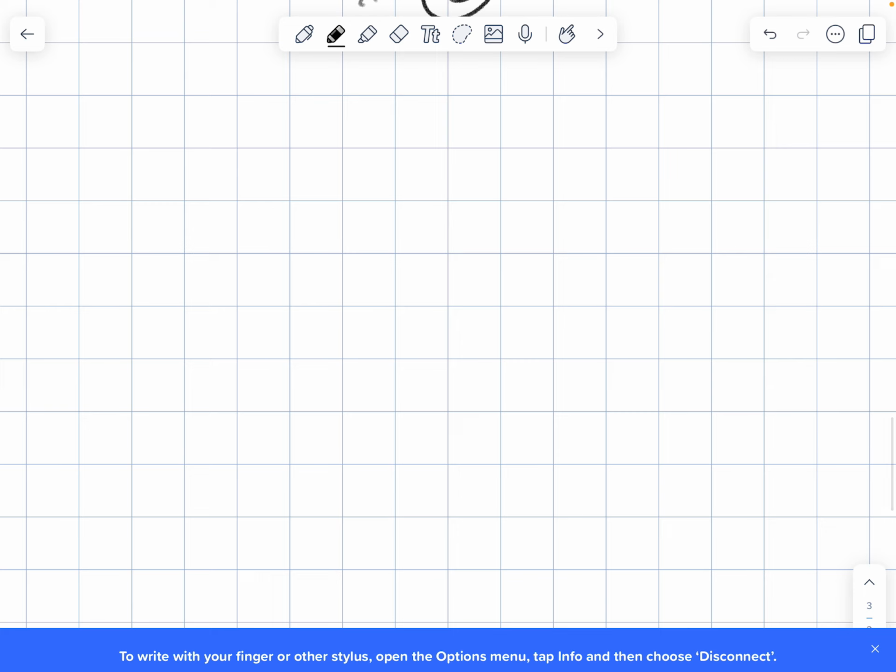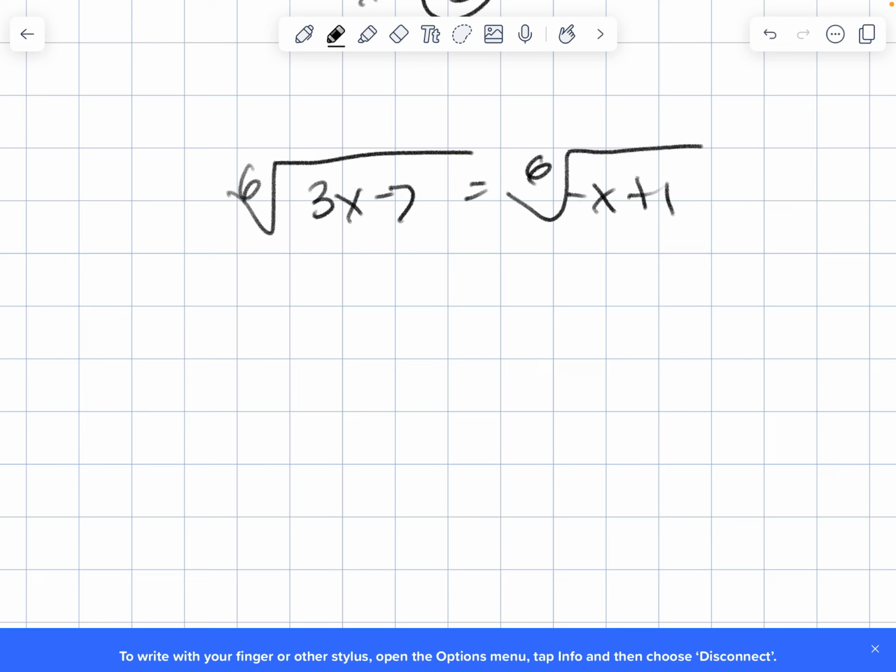Let's do the next one. We've got the sixth root of 3x minus 7 is equal to the sixth root of negative x plus 1. Now to get rid of the sixth root, we're going to take it to the sixth power. That's going to give us 3x minus 7 equals negative x plus 1.